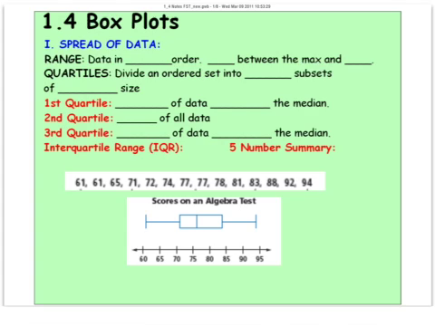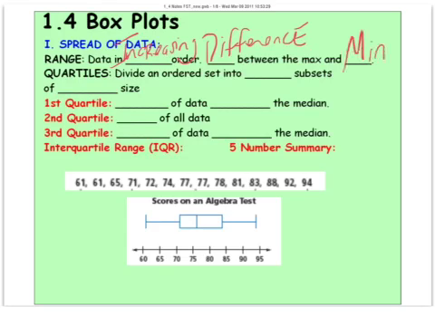As usual, we're going to start off with some vocabulary. When we talk about the spread of data, it's how spread out data is. Range is one word that we would use. To figure out the range of the data, what you would do is put the data in increasing order, and then find the difference between the maximum and the minimum. And that is your range.